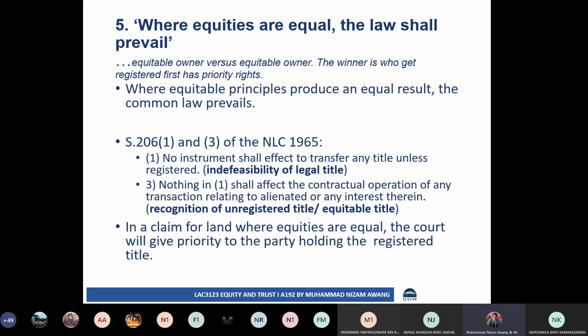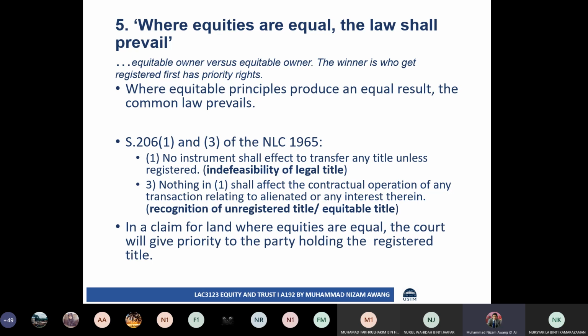So basically, that is the maxim. When there are two equities, they are both equal, but the law shall prevail, meaning whoever gets the title registered first has better priority rights over the matter. For this, we need to refer to section 206(1) and 206(3). This is the authoritative reference because we have the National Land Code as the guiding document for any land transaction.